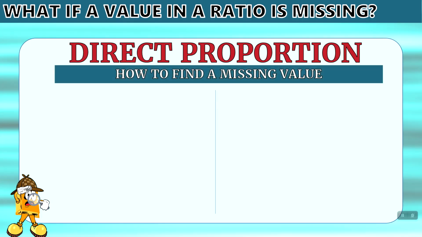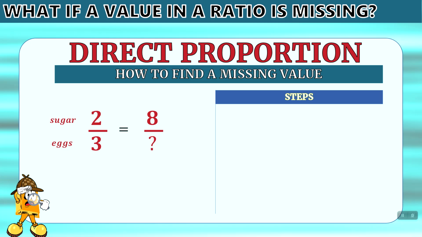Let's take a look at what happens if we need to find a missing value in a proportion. Again, we'll use the sugar and the eggs, 2 to 3, and we'll make that equal to 8 over a missing value. If we had this proportion, what would be the value where the question mark is for the number of eggs? Well, here are the steps.